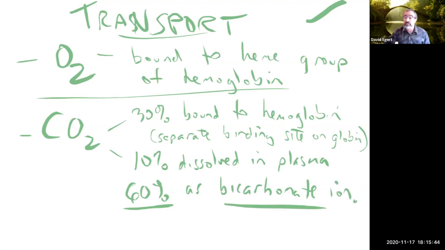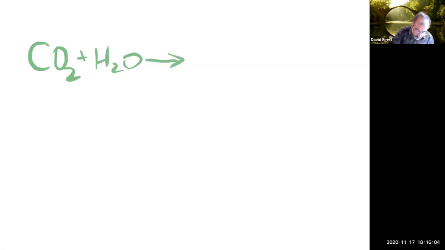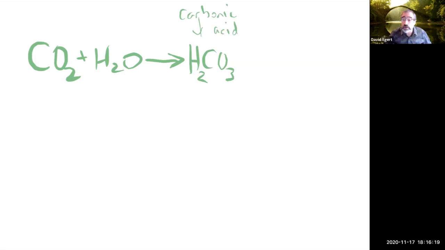This is going to be kind of familiar to you. We've talked about it in a few different contexts, so let's talk about this again. CO2 is coming into your blood. CO2 plus H2O will become carbonic acid, H2CO3. This is going to be catalyzed by an enzyme that the red blood cells have called carbonic anhydrase. So carbonic anhydrase is an enzyme from the RBCs.